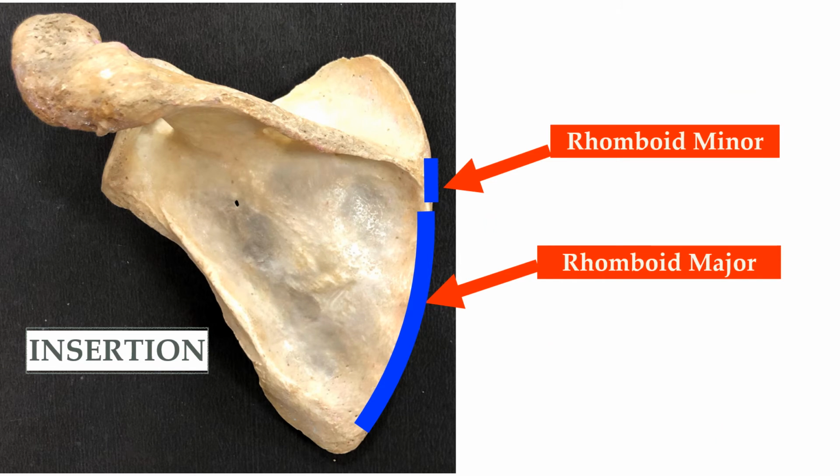This illustration is to show you the site of insertion of rhomboid minor and rhomboid major muscle. Here you can see this blue line represents the site of insertion of rhomboid minor on the dorsal surface of the medial border of scapula opposite to the apex of spine of scapula. And this represents the site of insertion of rhomboid major, that is, over the dorsal surface of the medial border of scapula extending from the apex of spine of scapula till the inferior angle.